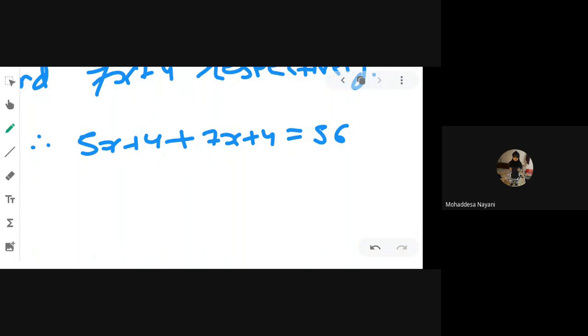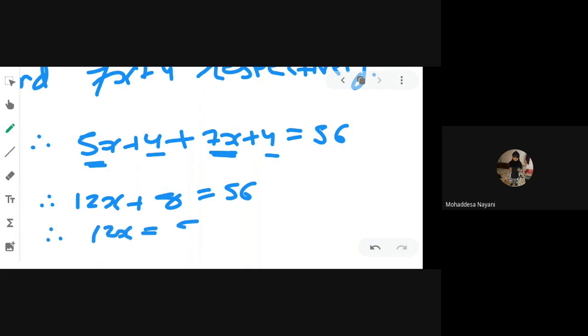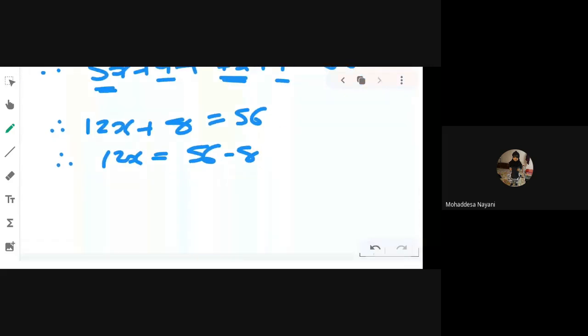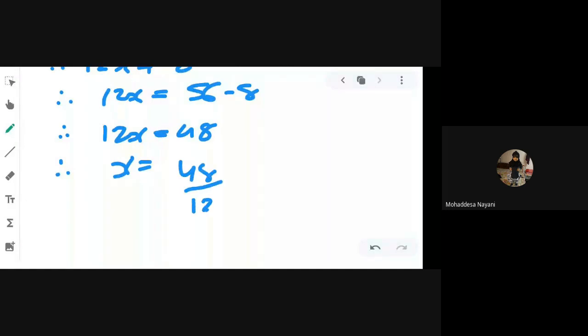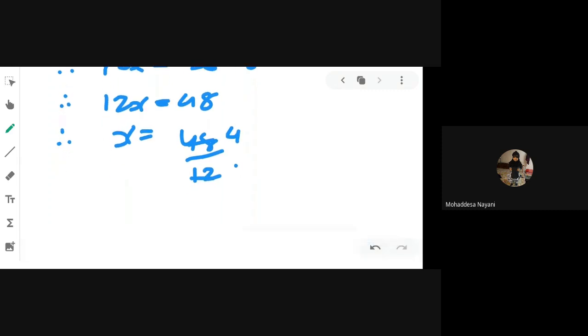So we are adding these two. Now you can easily solve this question. Add the like terms 5x and 7x, 12x, plus 4 and 4, it is 8, equal to 56. So 12x is equal to 56 minus 8. So we get 12x is equal to 48. And x is equal to 48 divided by 12. 12 ones are 12 and 12 fours are 48. So we get x is equal to 4. But it is not our final answer.